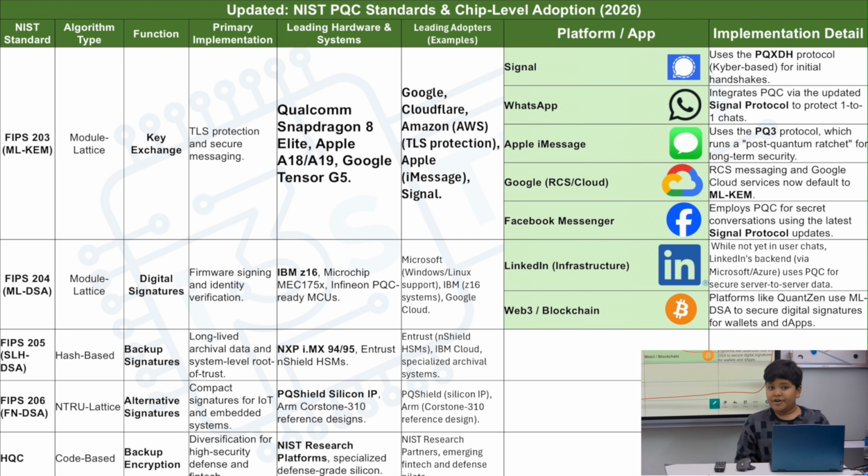The Qualcomm Snapdragon 8 Elite, the Apple A18 and A19, and the Google Tensor G5 have an NPU, which does PQC faster than a regular CPU, but they do not have a dedicated PQC module. And also, the IBM Z16 is not commercially available. So the first commercially available chip which has PQC built into it will win the race.